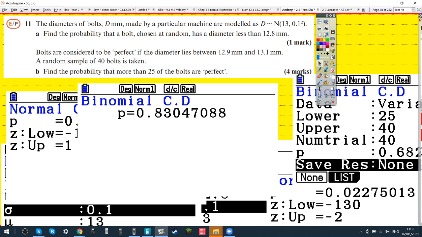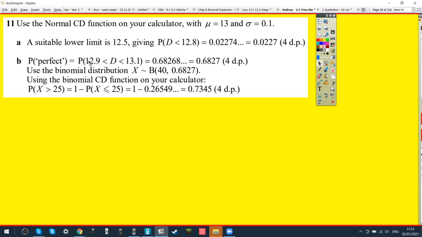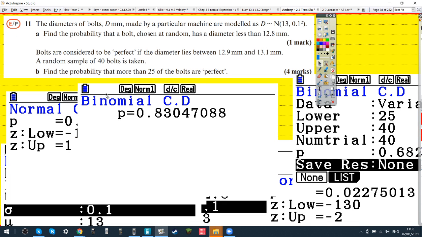0.0227. Yeah. That was fine. So then between 12.9 and 13.1, we got 68.3%. 40. Hang on. Find the probability that more than 25.